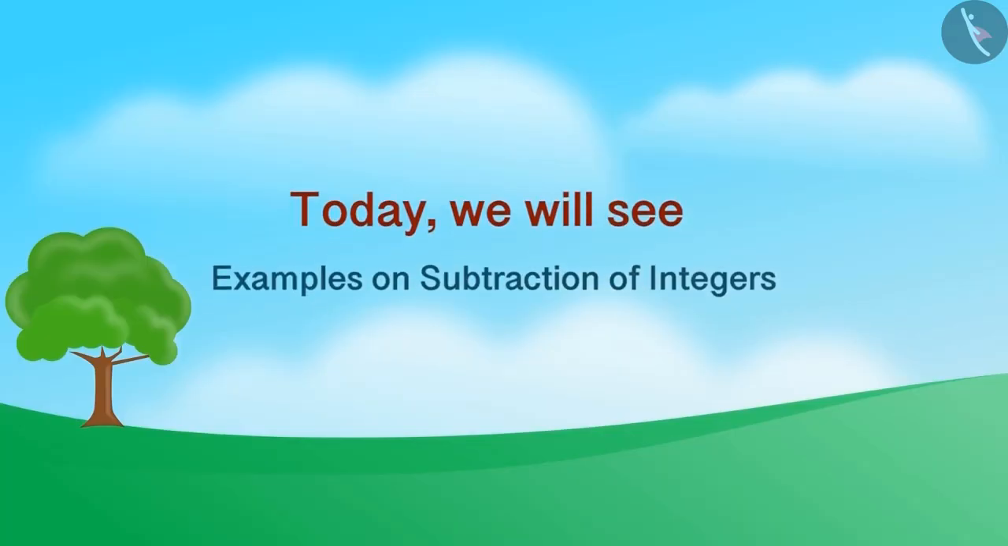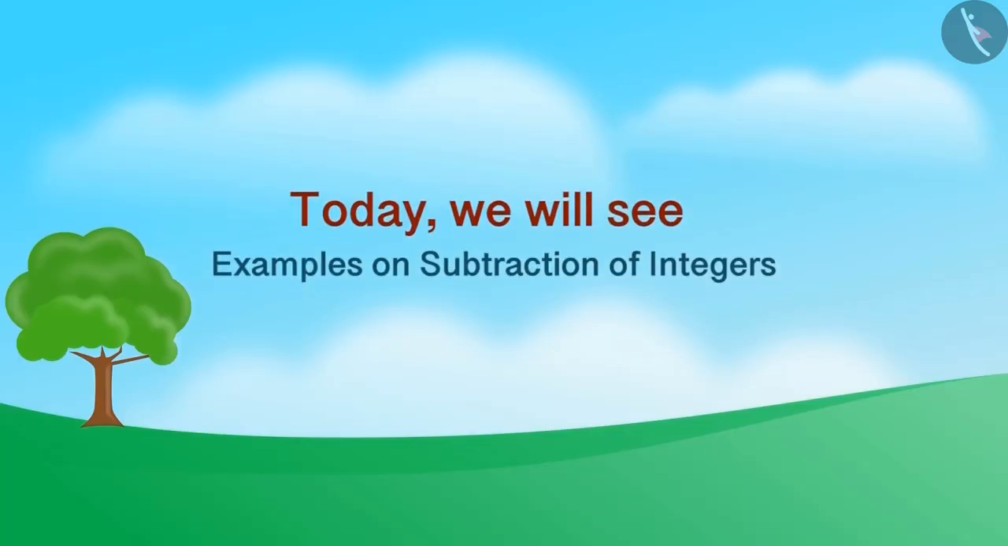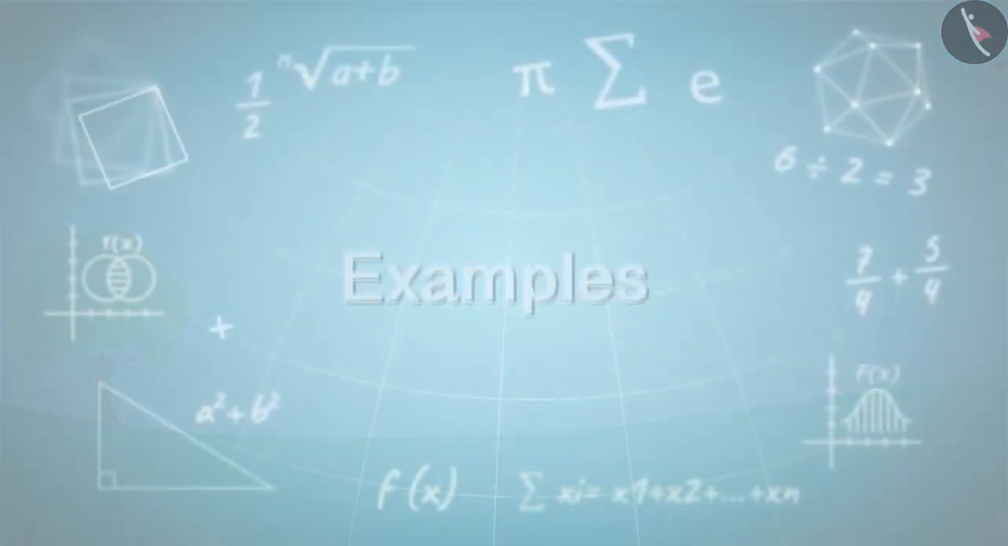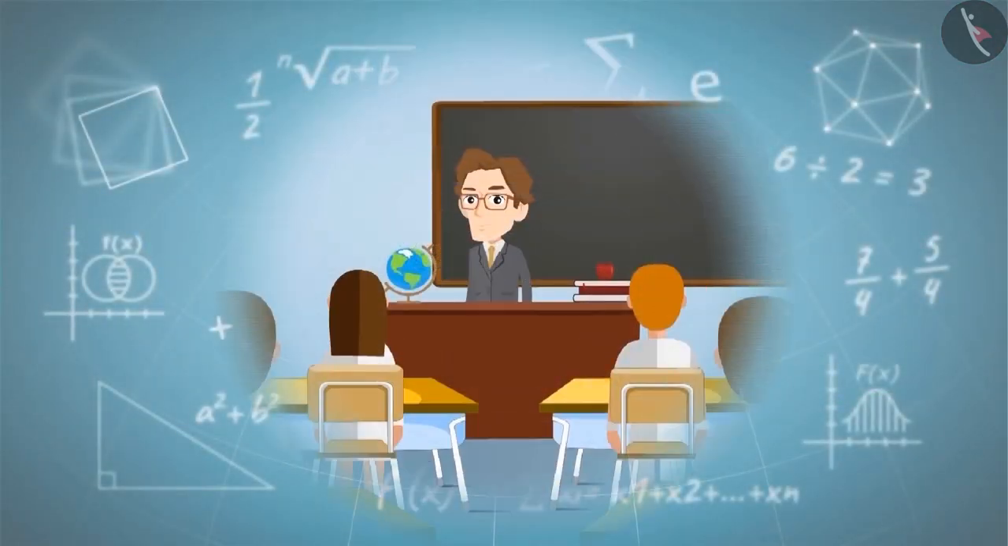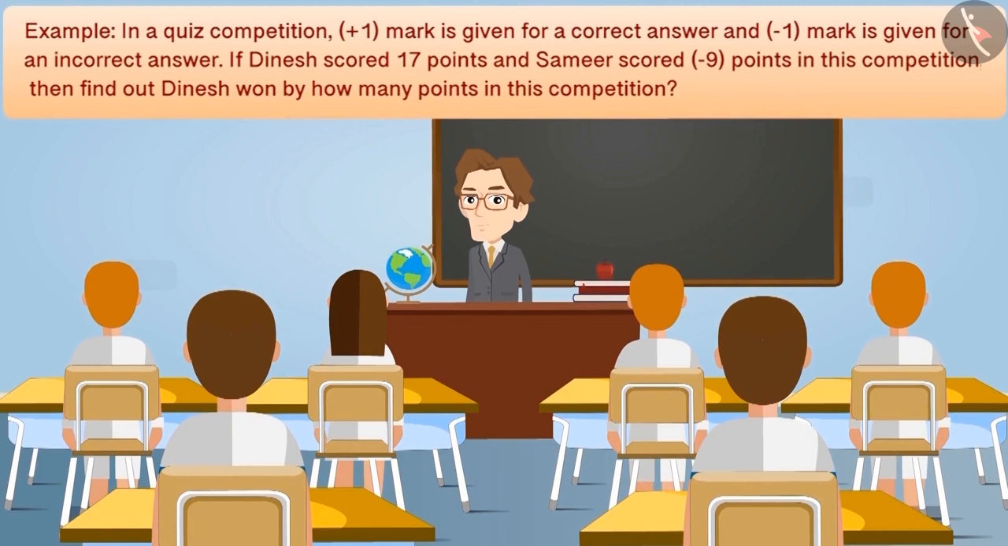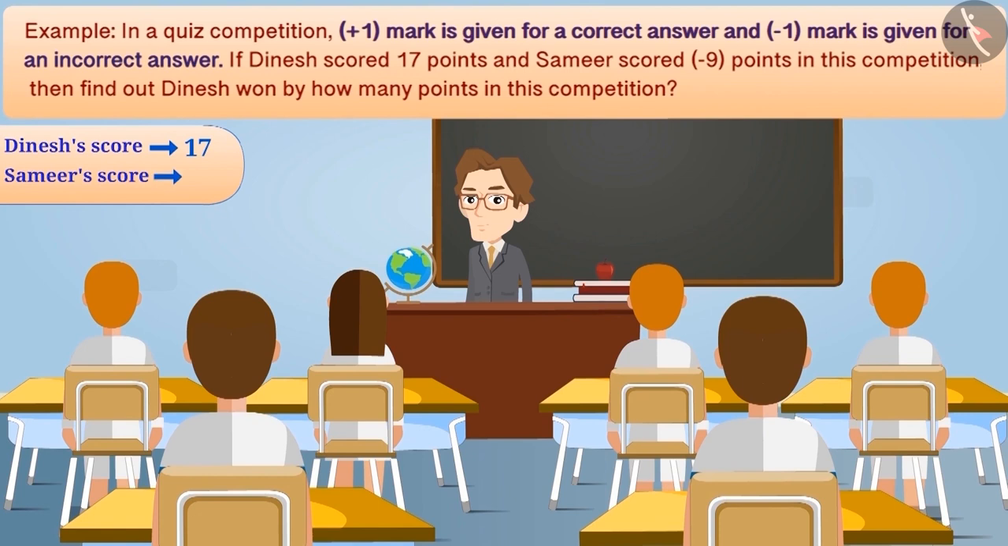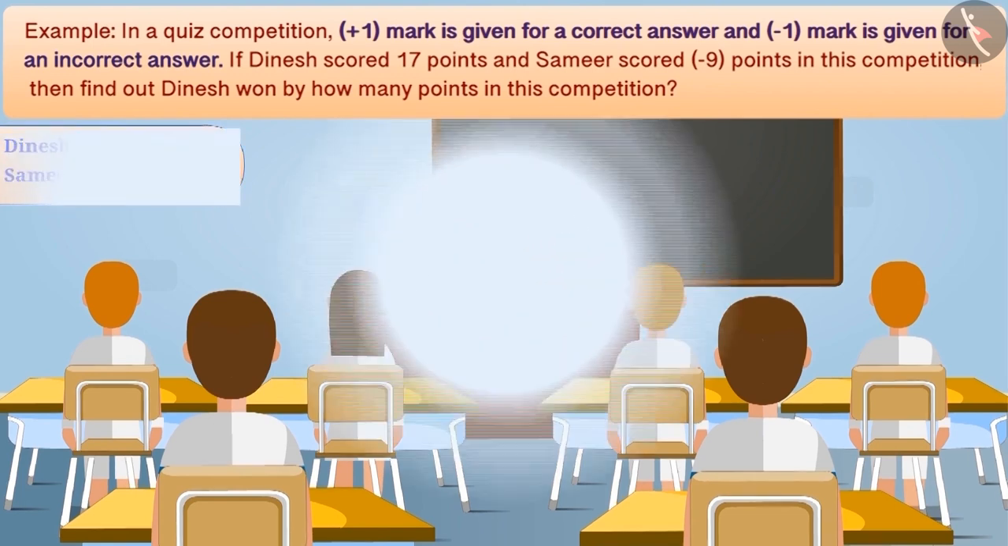Today, let's look at some examples related to subtraction of integers. In a quiz competition, plus 1 mark is given for a correct answer and minus 1 mark is given for an incorrect answer. If Dinesh scored 17 points and Samir scored minus 9 points, then find out how many points Dinesh won this competition by.